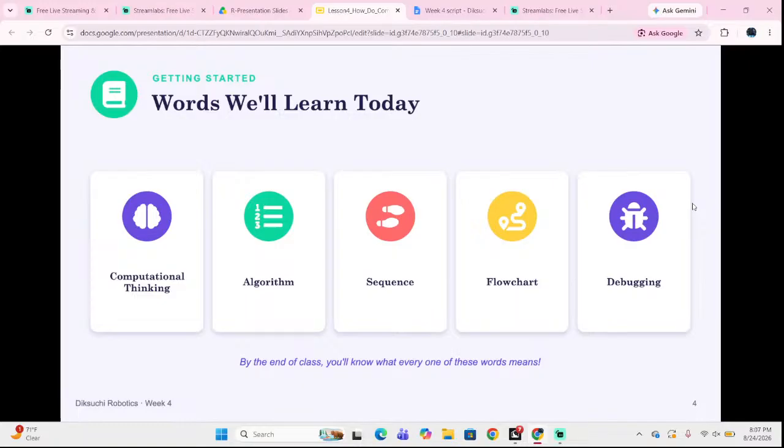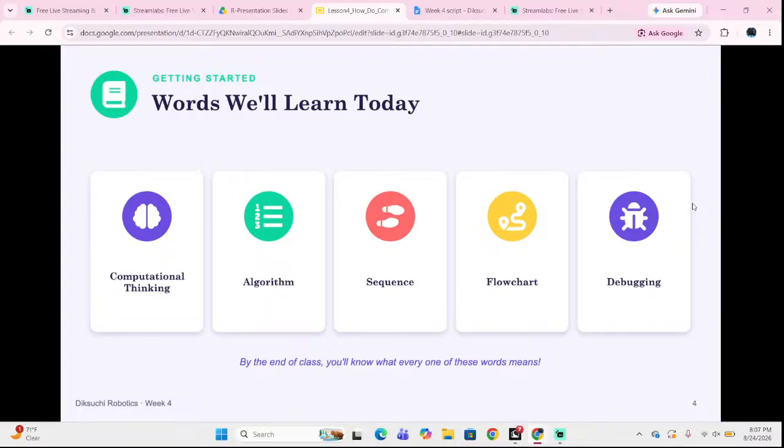Take a look at these 5 words on your screen: computational thinking, algorithm, sequence, flowchart, and debugging. I'm not going to lie, these are five big, chunky vocabulary words. If I ask you right now what every single one of these means, you might not be totally sure yet, and that is 100% okay. That is exactly why we're here.